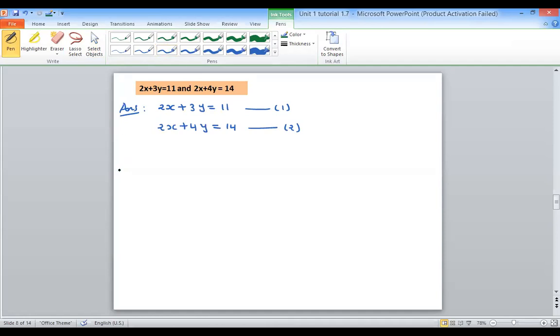Now what can I do? Can anyone suggest to me? Does anyone have an idea which is easy to eliminate? Yes. We can subtract x first.